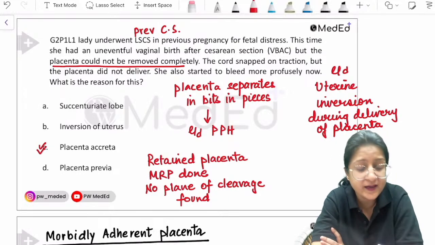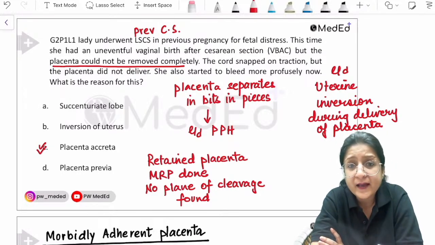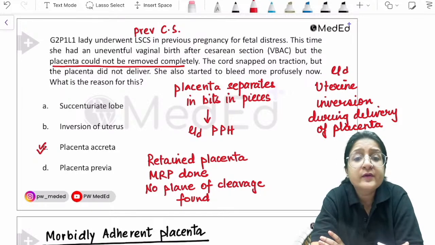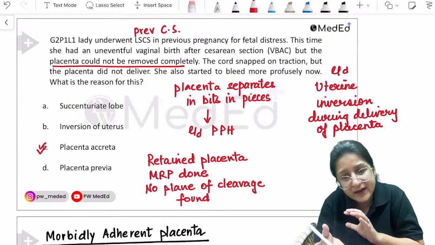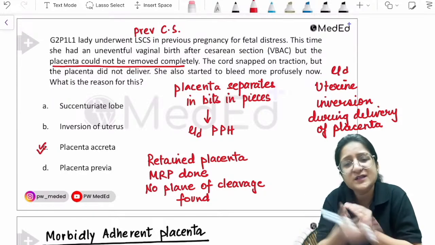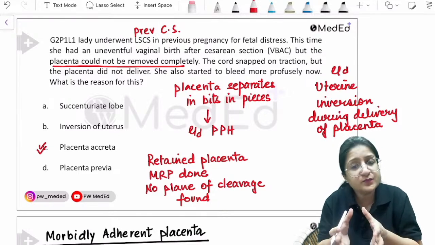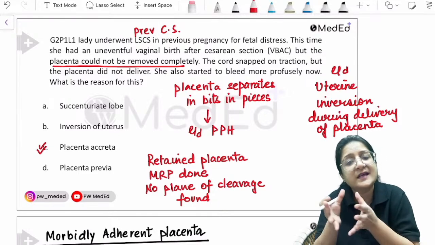Now, as you are saying, for diagnosis we could go for MRI. The patient is right there in front of you. She is delivering, or we may be doing a cesarean section, and during cesarean section we may not be able to separate the placenta. How will MRI help in this situation? We are already there, the diagnosis is made, we're not finding the plane of cleavage, it is placenta accreta. So at this point in time the diagnosis is very much clinical.